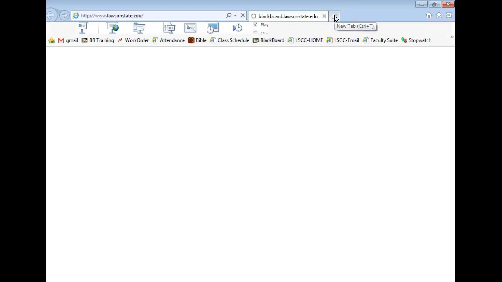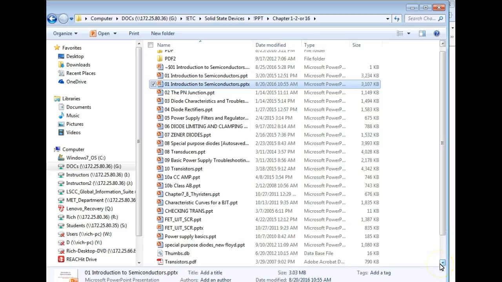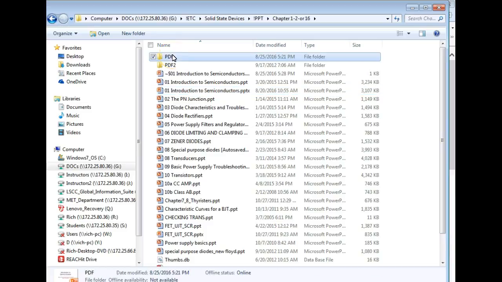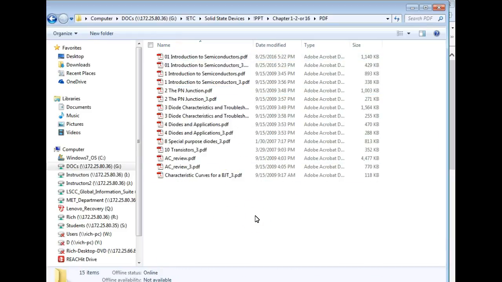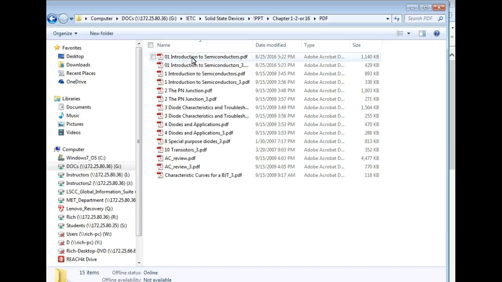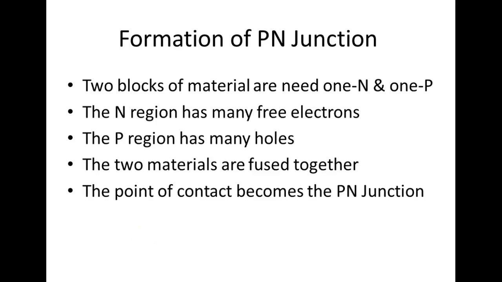I'm trying to see if it's up on Blackboard. You don't see one labeled doping, do you? Could be something that wasn't recorded.